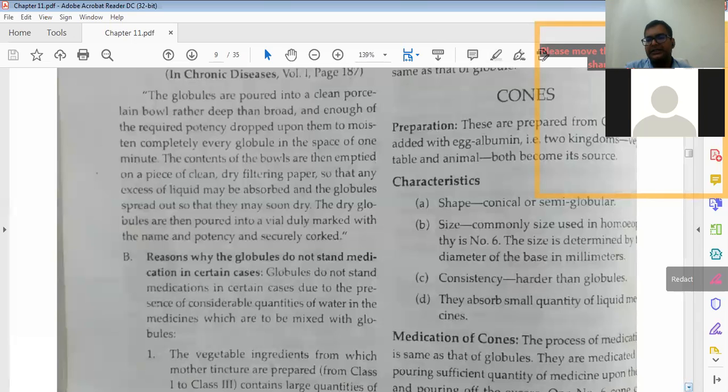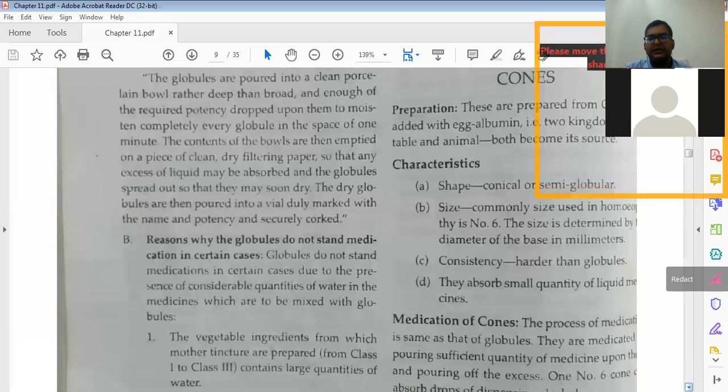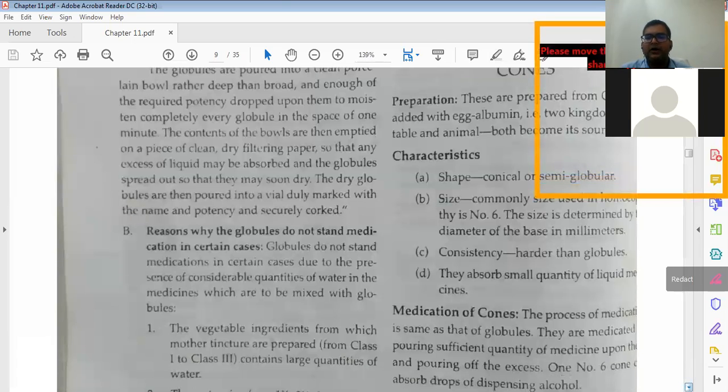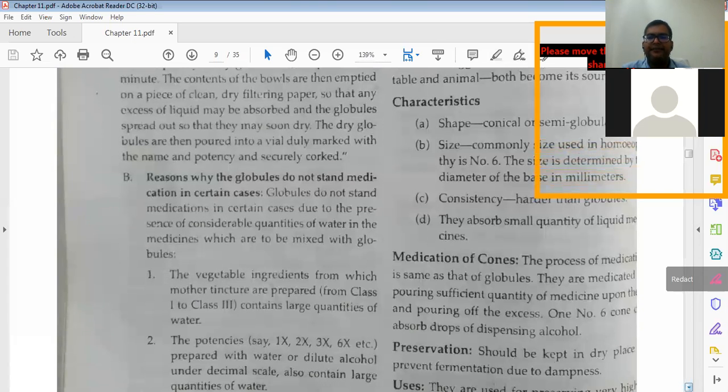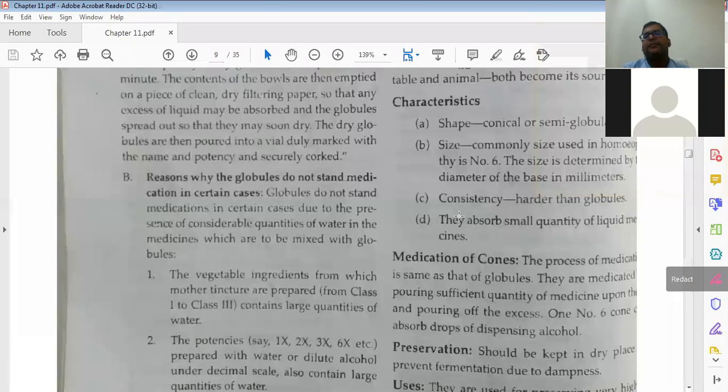Then next is the characteristics. What are the characteristics of the shape? Conical or semi-globular. The normal size of cones is number 6. These are harder than globules, because egg albumin is there, which binds them properly. They absorb only a small quantity of liquid.